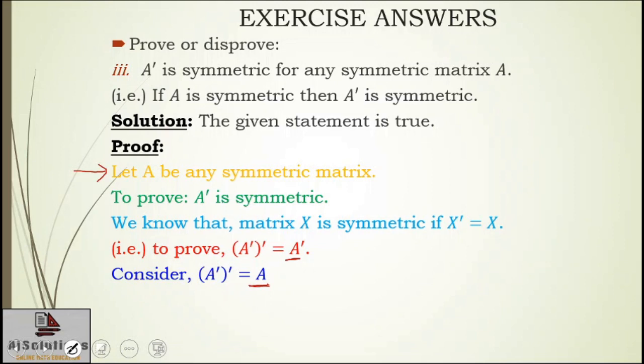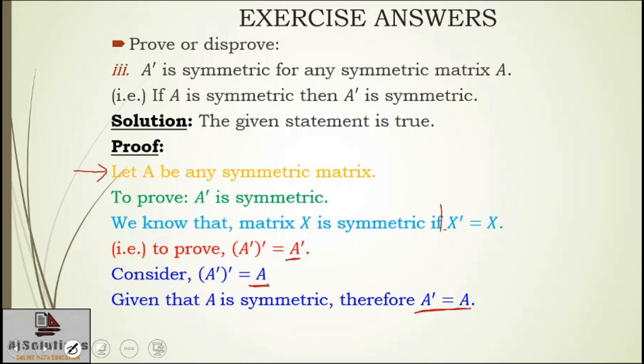Okay, so what is your assumption? Matrix A is symmetric. So if matrix A is symmetric, what can we say? A transpose is equal to A. Okay, and after that, in place of A, I can use A transpose. So what do I get ultimately? Transpose of A transpose is equal to A transpose, and that's what is required, hence proved. So here your proof is done.